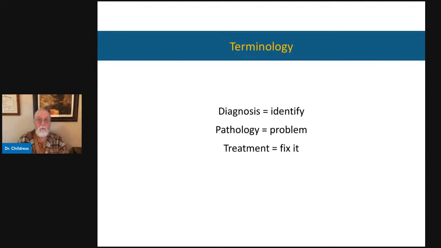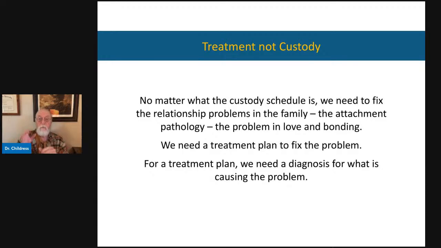So we have a problem, parents have a problem, there's a problem in the family, we need to fix it. For that, we're going to need a treatment plan to fix it. So that no matter what the custody decision is that is ultimately rendered, what the custody schedule is, we still need to fix the relationship problem in the family, the attachment problem, the problem in the love and bonding between the parent and the child. We need to fix that, which is going to take a treatment plan. No matter what the custody schedule is, we're still going to need a treatment plan. And to get a treatment plan, we're going to need a diagnosis for what's causing the problem.